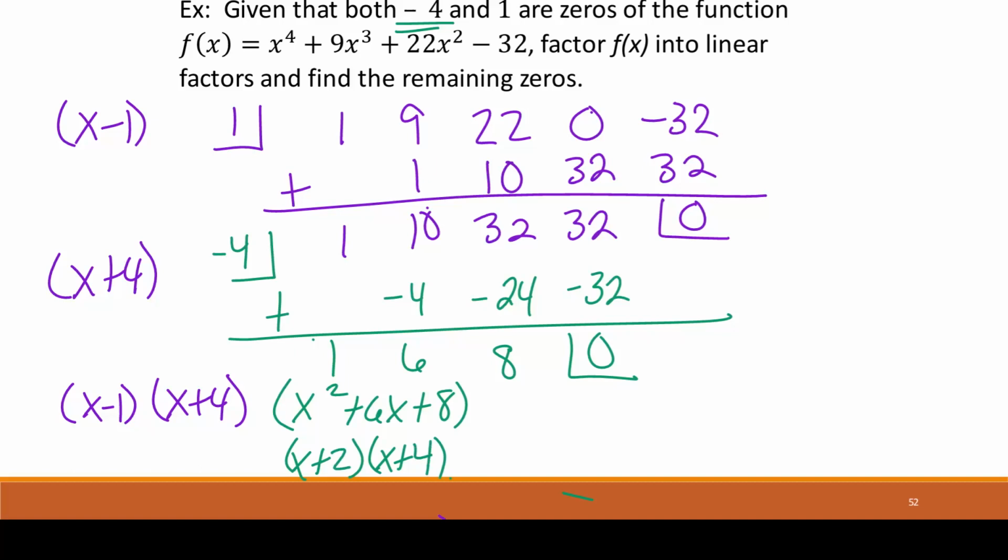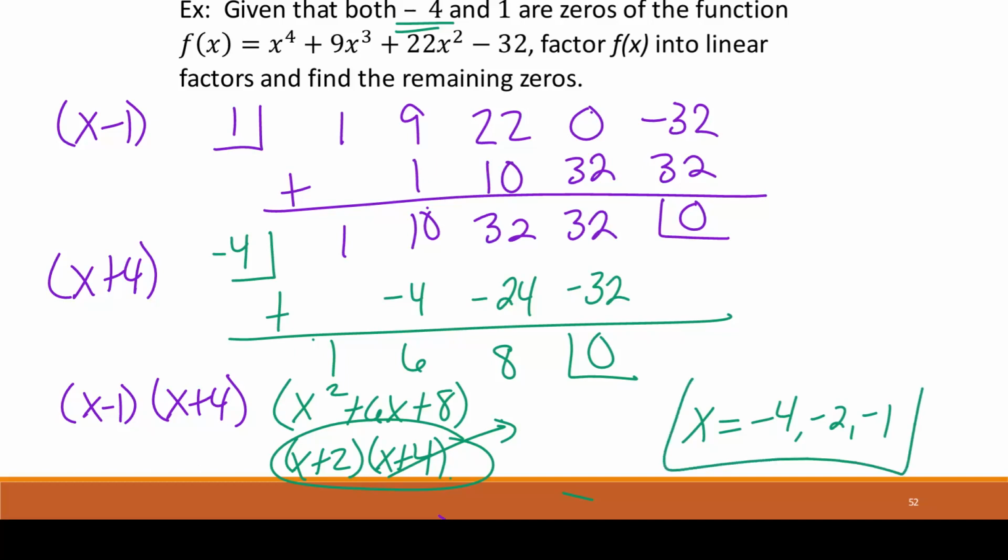So then setting each one of those to 0 will give you your zeros. So we have x equal to positive 1 from that first one, x equals negative 4 from that first one. Then from here, that's going to go to x equals negative 4, so I don't need to rewrite it, and x plus 2 will give us x equals negative 2. So our solutions, which probably should be written in ascending order, negative 4, negative 2, and negative 1. So this is our final solution.